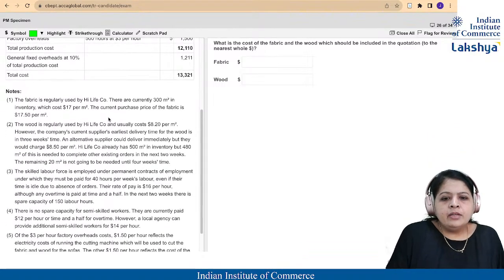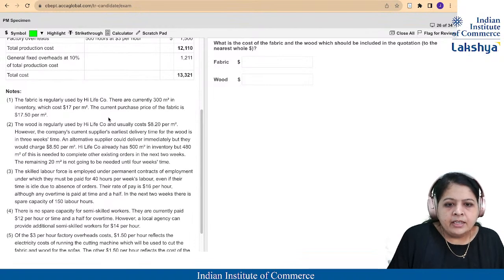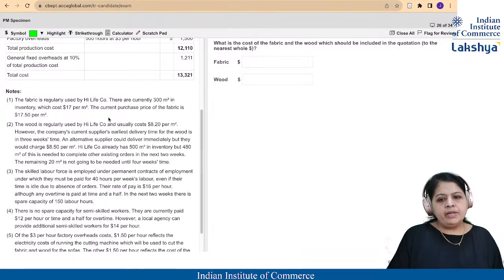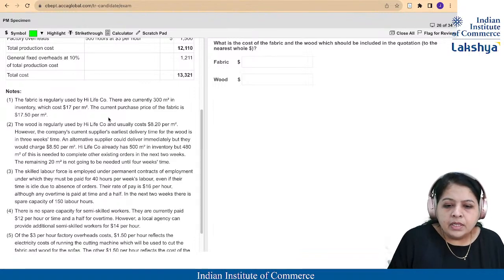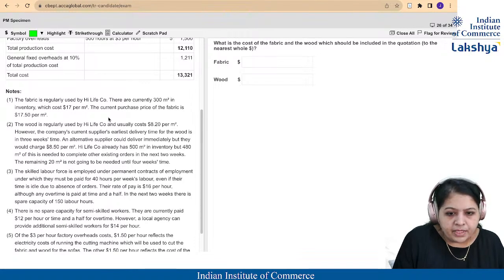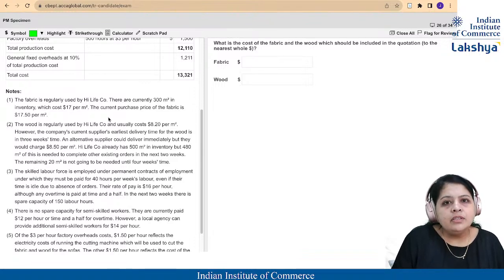The fabric is regularly used by High Life, and there are currently 300 square meters in the inventory, which cost 17 per meter, and the current purchase price is 17.5. The wood is regularly used by High Life and usually costs 8.2. However, the company's current supplier's earliest delivery time for the wood is 3 weeks. An alternative supplier could deliver immediately, but they are charging 8.50. High Life already has 500 meters in inventory, but 480 are needed to complete other existing orders in the next 2 weeks. The remaining 20 is not going to be needed until 4 weeks.